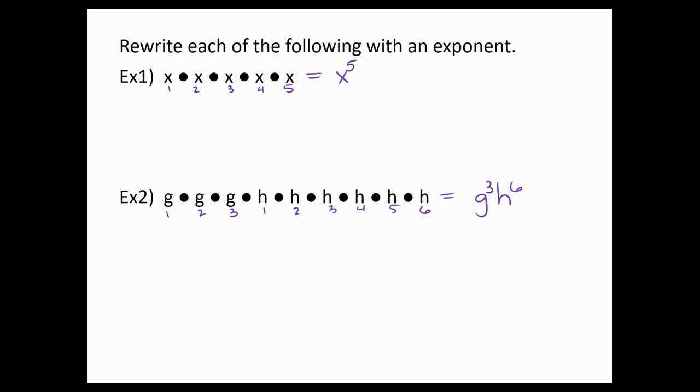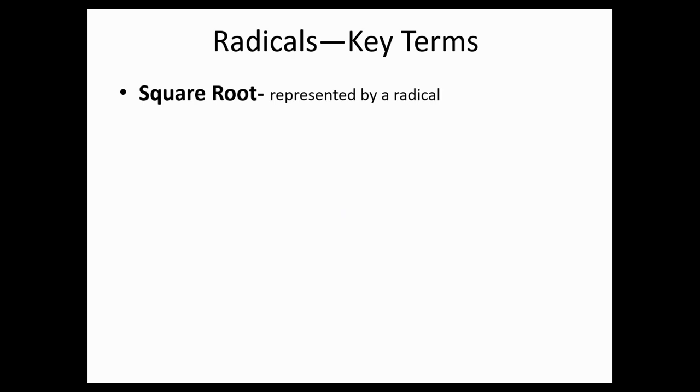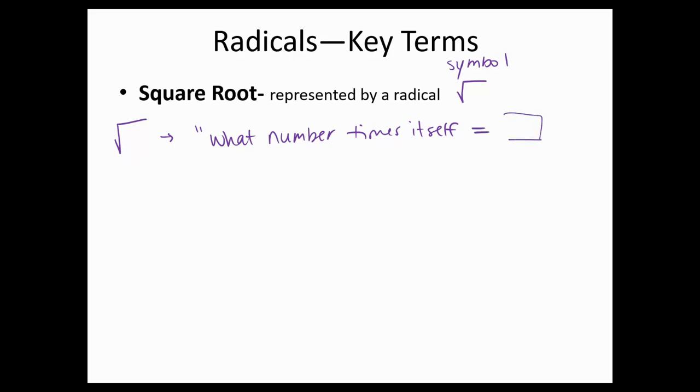All right, now let's take a look at some radicals, specifically looking at square roots. Square roots are represented by a radical, which is this symbol. And they also specifically ask what number times itself equals. So this symbol, when you see it, means what number times itself equals, and then that number inside.